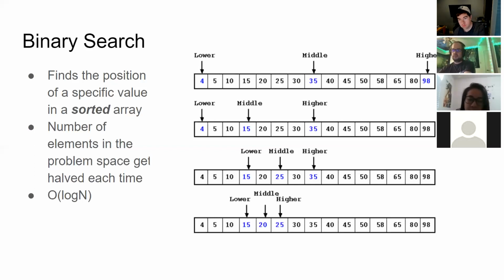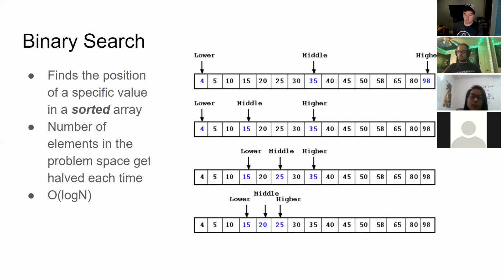Binary search will set a midpoint, which is literally just the number in the middle of it. If you have an even number of elements in an array, then you just round down. But yeah, so you have lower, middle, and higher. And say you're looking for number 20. It'll look at the middle element and say, okay, does 35 equal 20? If it does, then you found your element and then you exit the search.